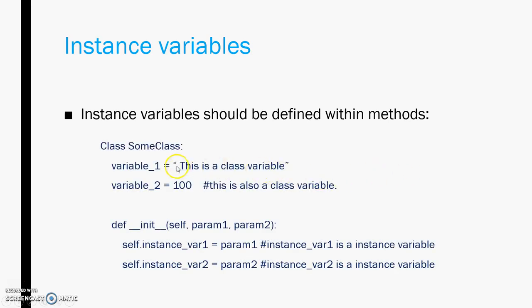For example, some class having two class variables, variable 1 and variable 2, and when we are talking about the instance variable, then self.instance_var1, the variable defined within any method using self, is the instance variable for that object. So here we have two instance variables and two class variables.